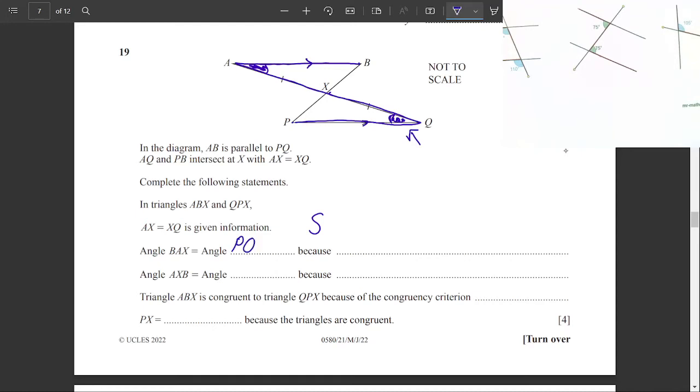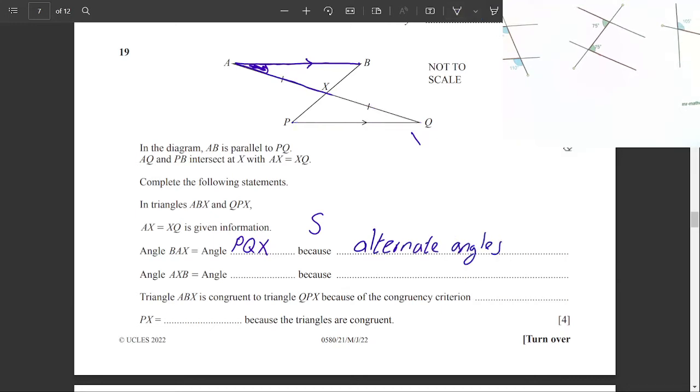Angle PQX or QXP. Okay, it doesn't matter which way you put the P and the X as long as the Q is in the middle. And what's the reason? Z angles. No, not Z angles. Never write Z angles. Never. You always write the proper reason, alternate angles. Right. Let's declutter.